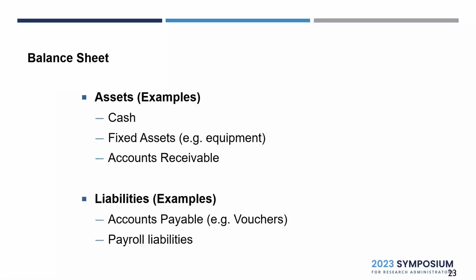In general, the balance sheet includes accounts that will include carrying balances. This means the ending balance for the previous period will be the beginning balance for the new period. Some examples for assets are cash, fixed assets, and accounts receivable. Some examples for liabilities are accounts payable and payroll liabilities. Next slide, please.